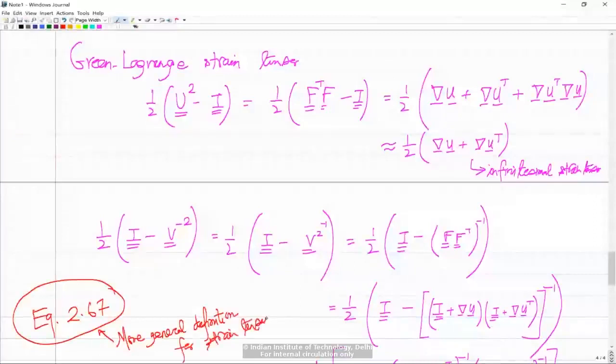So what you see is that there are so many formulas for a strain tensor. And all that you want is that this strain tensor should vanish whenever you have rigid body motion, or whenever there is no deformation. This must vanish. And then you have all these definitions.